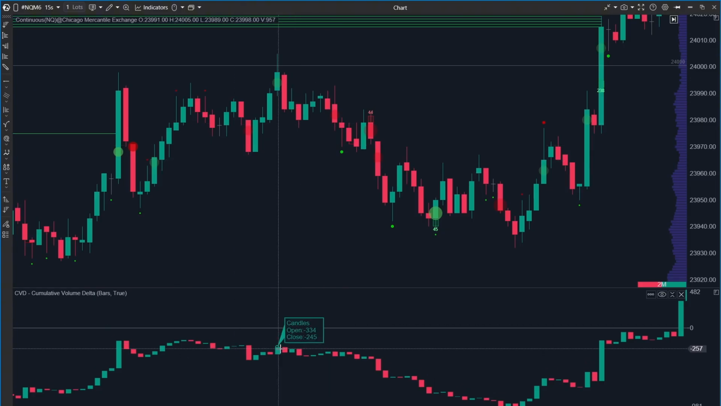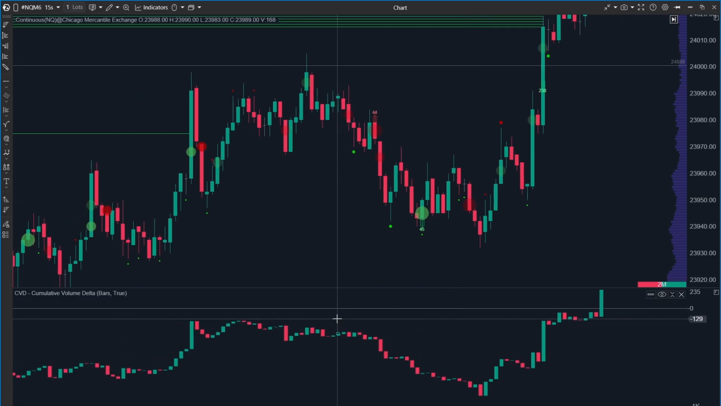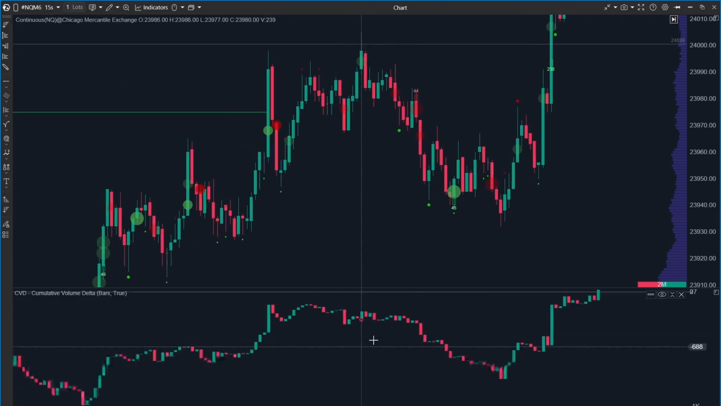So what happens next? The delta actually starts to trickle down a little bit, looks a little bit different now. So at this point, I would be wary of going long because the delta looks different.